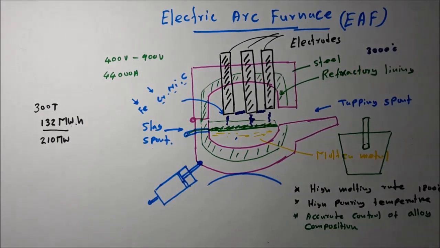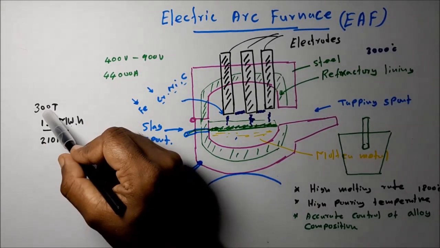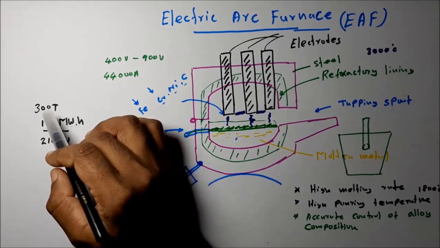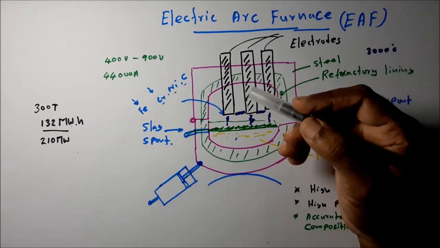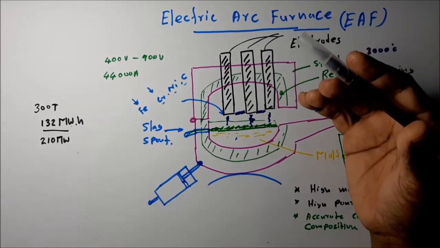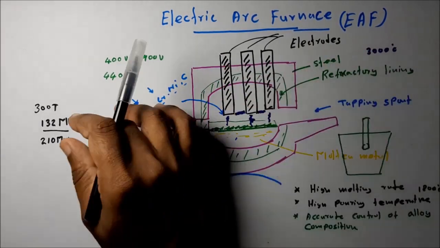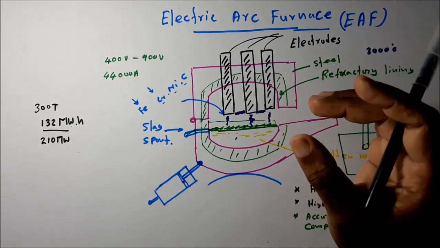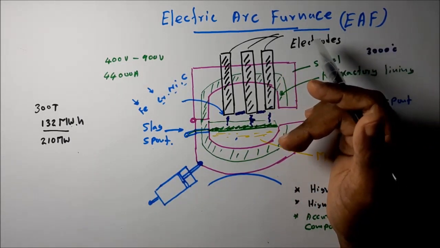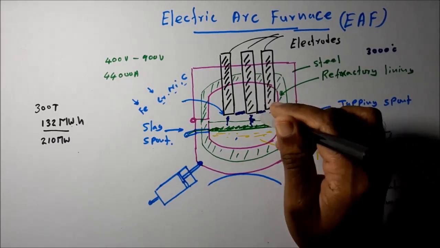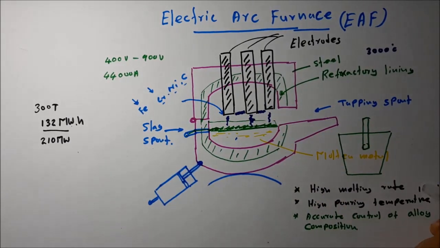That means it can use this much energy, and with the higher melting rate, it can produce quickly. By consuming this much energy, it can produce the molten metal in a minimum time. That is the main advantage. Another advantage, high melting rate. These are the advantages of the electric arc furnace.